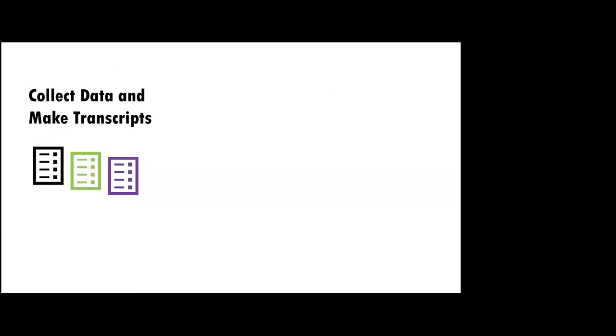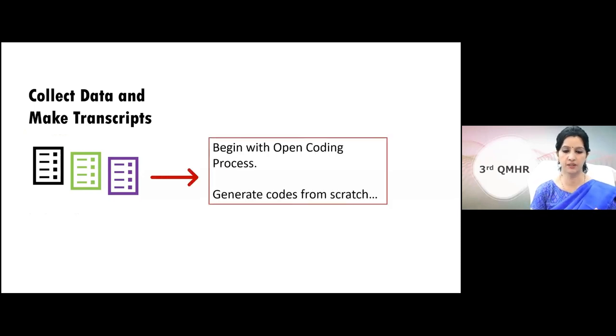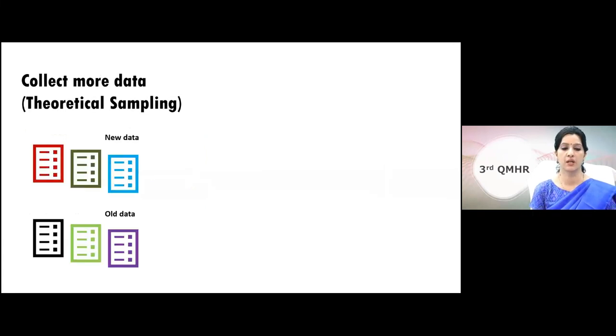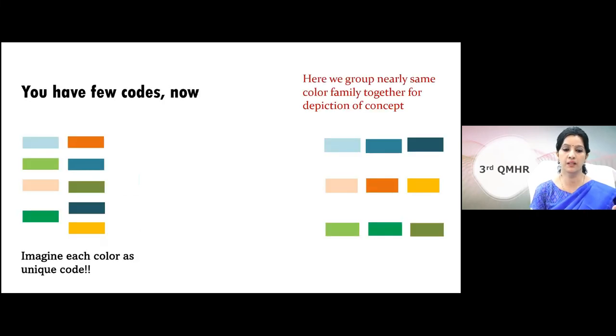Ma'am, can you give an example for it? Yes, these are just examples. Say I have collected data and made transcripts. So these are the three transcripts. I have begun the process of open coding and generated codes from scratch. Now I'm practicing theoretical sampling. I had a set of old data, then I interviewed more people and got a set of new data. So I made new codes and I'm comparing them with the previously developed codes.